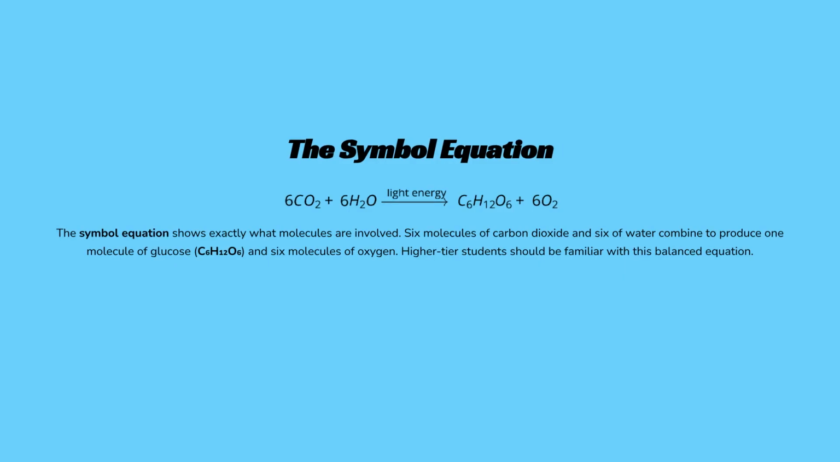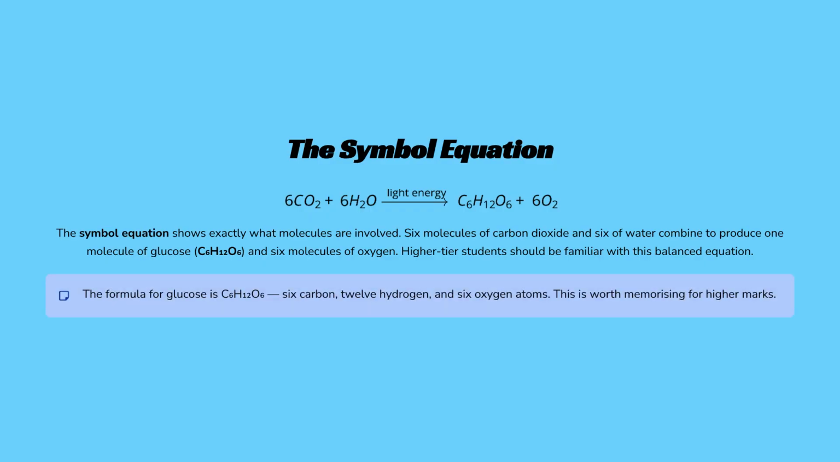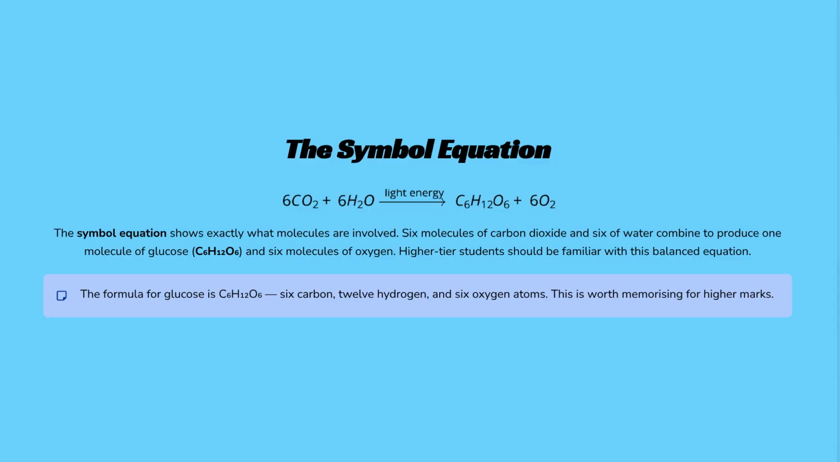The balanced symbol equation is 6CO2 plus 6H2O, with light energy above the arrow, yielding C6H12O6 plus 6O2. This shows that 6 molecules of carbon dioxide and 6 of water produce 1 molecule of glucose and 6 molecules of oxygen. The formula for glucose, C6H12O6, is important for higher marks.